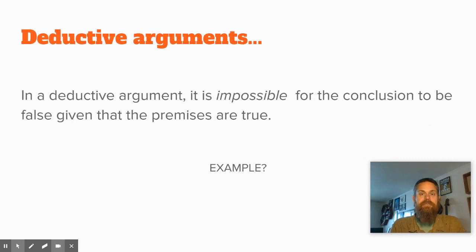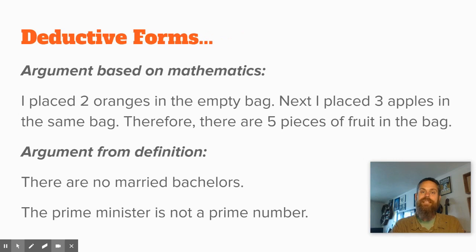So while a good inductive argument makes it more likely than not that the conclusion is true, a good deductive argument will prove or demonstrate its conclusion. What's an example? Well, two very common deductive forms are arguments based on mathematics and arguments from definition. So let's look at the first type.